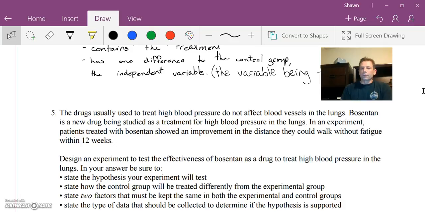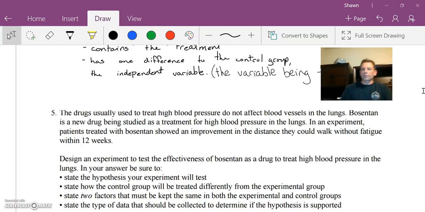And they're asking you to design an experiment to test the effectiveness of bosentan as a drug to treat high blood pressure in the lungs. In your answer, be sure to state the hypothesis for your experiment, state how the control group will be treated differently from the experimental group, state two factors that must be kept the same in both experimental and control groups, and state the type of data that should be collected to determine if the hypothesis is supported. Well, let's take one bullet at a time. State the hypothesis for your experiment.